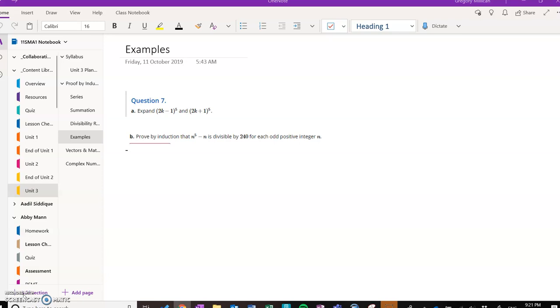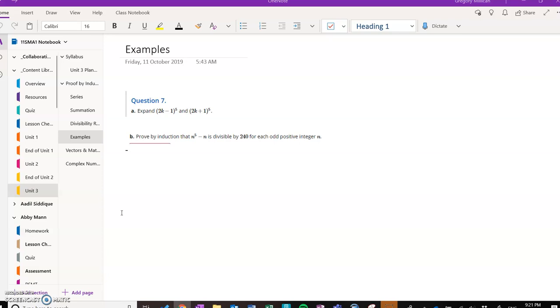So, as you can see here, we've got question 7a and question 7b. Now, in a question when it's written like this, and this is a good hint for exams, question A is there for a reason. So we're going to use our solution in question A to assist us to solve question B. When it says expand (2k minus 1) to the power of 5 and (2k plus 1) to the power of 5, they are there to guide us into what we should do to solve B.